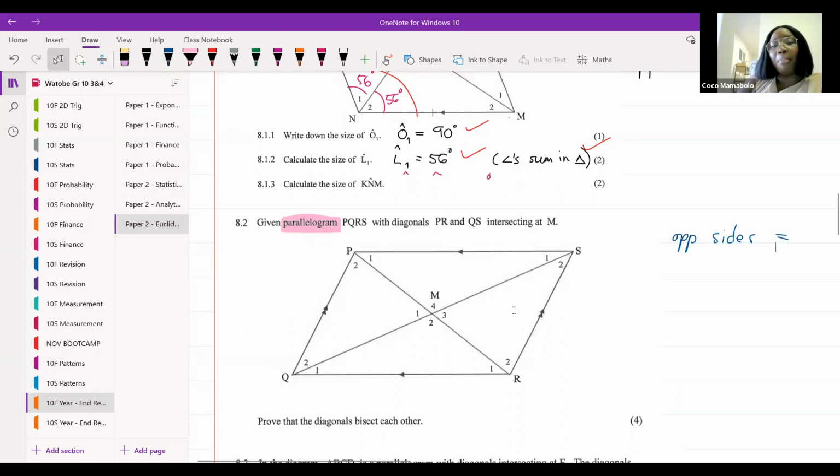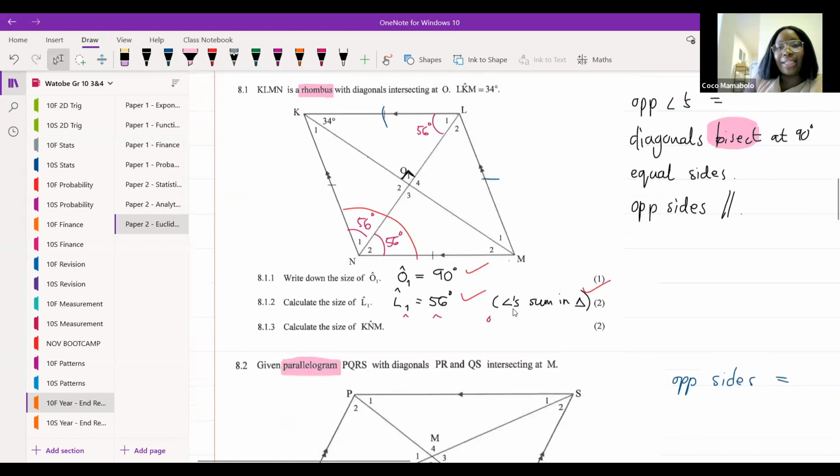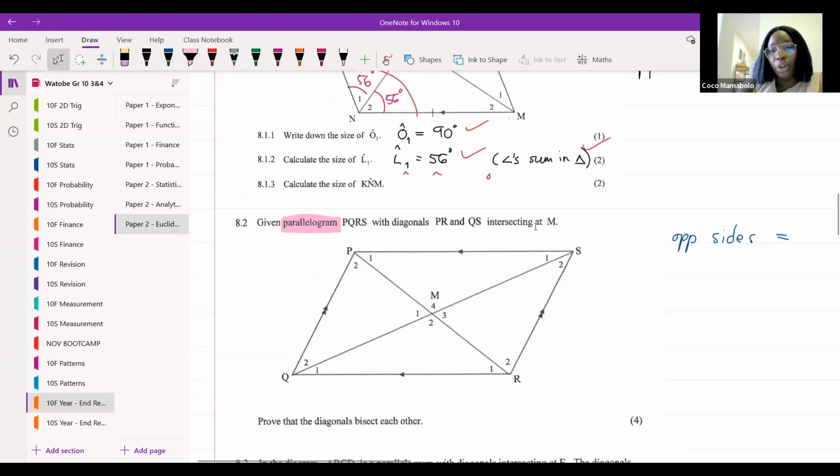So unlike the rhombus, where we can say that all the sides are equal, we can't say the same about a parallelogram. In a parallelogram, only the opposite sides are equal. So this side and that side is equal, and this side and this side is equal. Okay, good, Onako. Again, diagonals also bisect. The only difference is they don't bisect at 90 degrees. Okay, good. Diagonals bisect. Excellent. Opposite angles are also equal. Thank you, Boucher. Opposite angles equal.